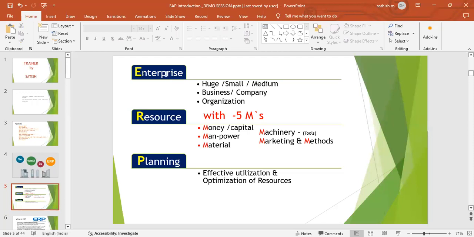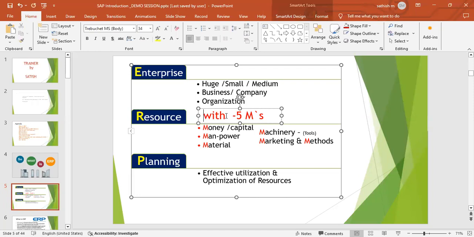What is the meaning of enterprise? An enterprise is nothing but a business. It can be a small, medium, or large scale business. Small means a company with fewer than 50 or 100 employees. A medium-size organization is somewhere from 100 to 200 or 500. A large one has more than 1,000, or 250, 300, 500 employees, and we consider it a large scale business or organization. That is called an enterprise. Is that clear?